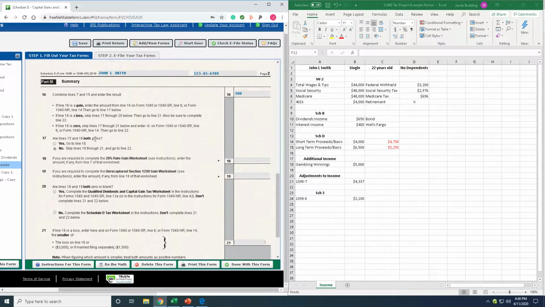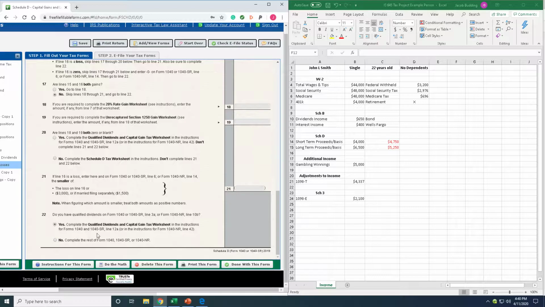And this is where you start answering these questions. Are both lines 15, 16 gains? No, he had a loss for a short term. So skip lines 18 through 21 and go to 22. We're going to be completing the qualified dividends and capital gain tax worksheet towards the end to find out how much tax this guy, John L. Smith, will have to pay.